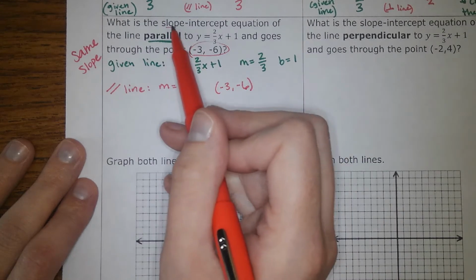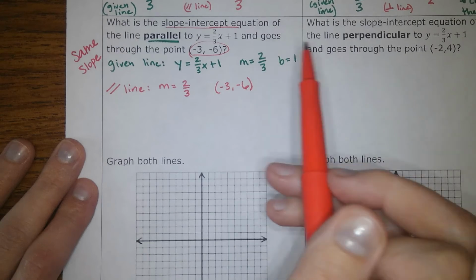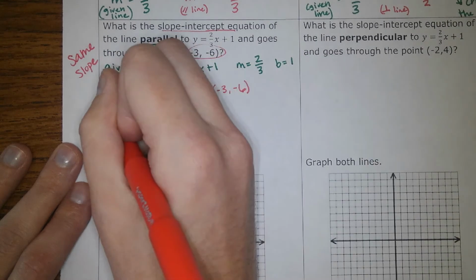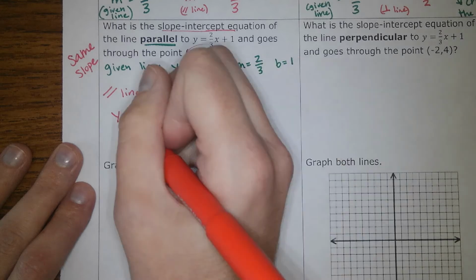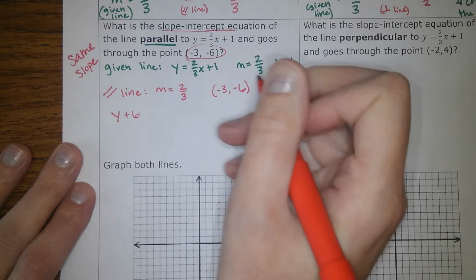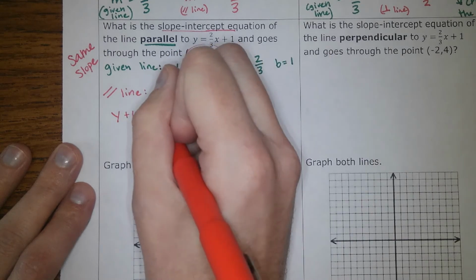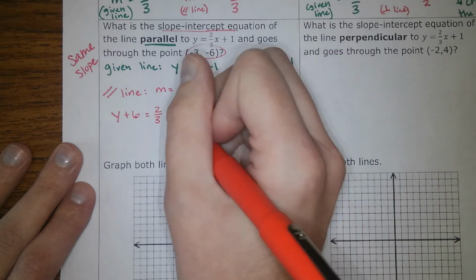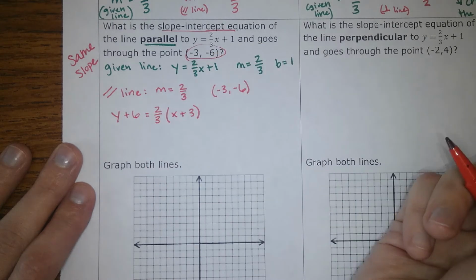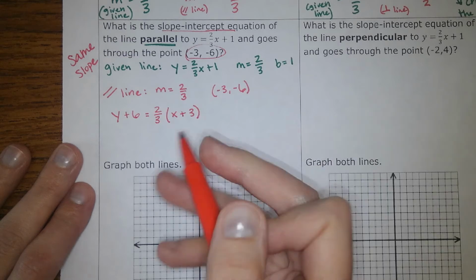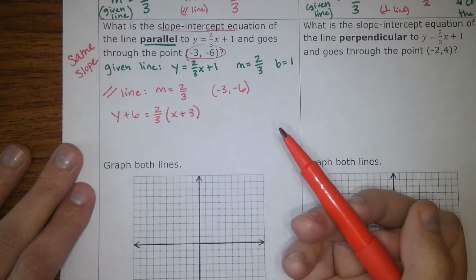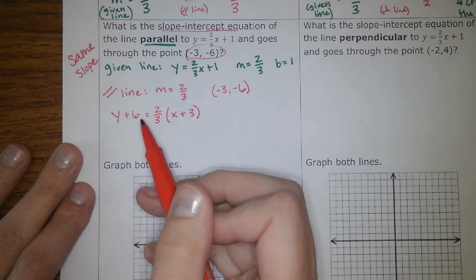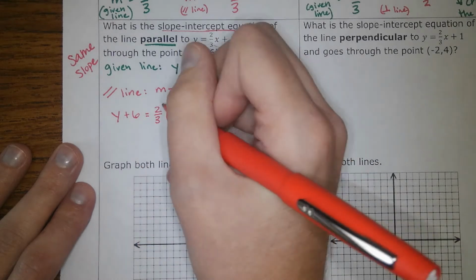Now, it wants the final answer to be a slope-intercept equation, but we're going to start with our point-slope equation. So what I'm going to do is I'm going to say y plus 6, because I added -6, equals 2/3 times x plus 3. Now that we have it in our point-slope form, we can solve for y to get it into slope-intercept form. So the first thing we do is we distribute that 2/3.